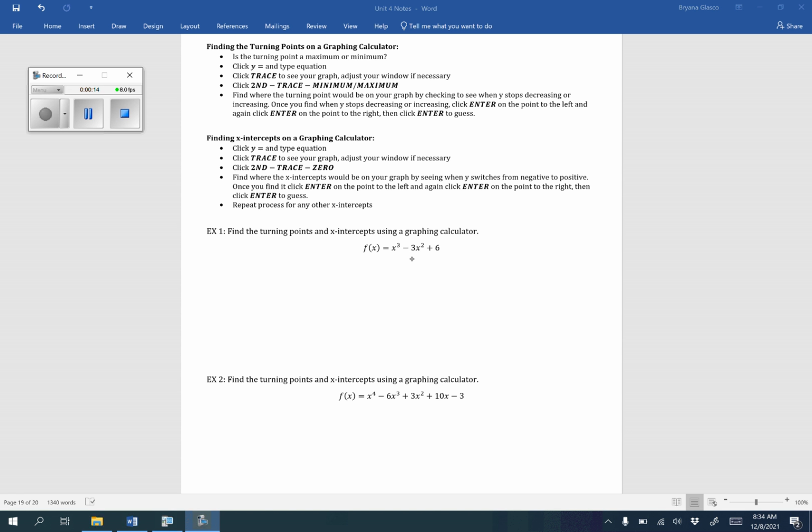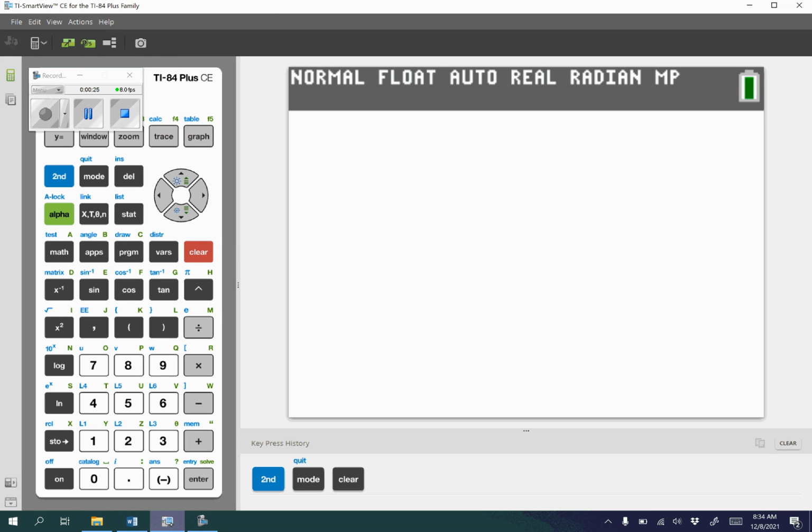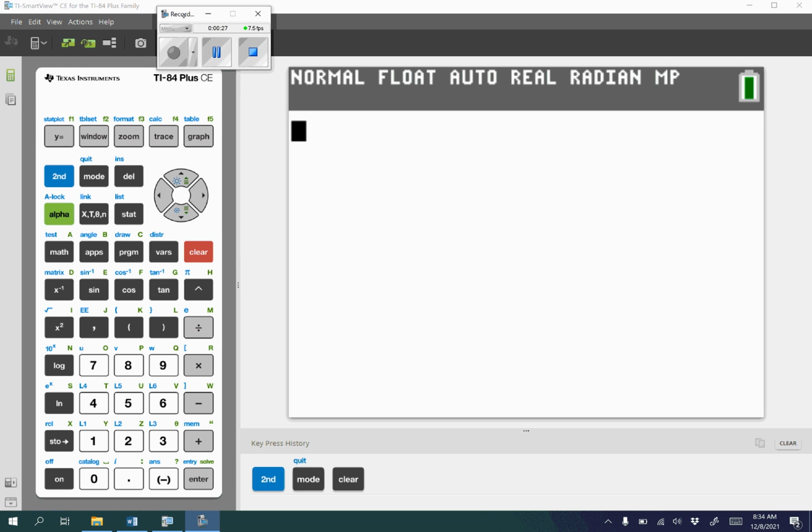So remember, turning points are going to be our local max and mins, and then x-intercepts, of course, are where the graph crosses the x-axis. So let's go ahead and plug this into our graphing calculator to see what we get. There we go. And I made it nice and big so you guys can see what we're doing here.